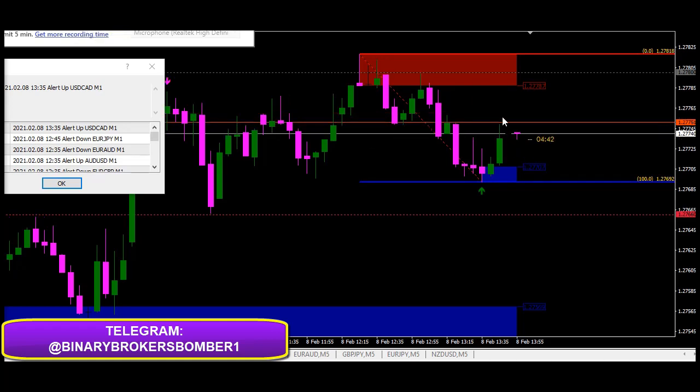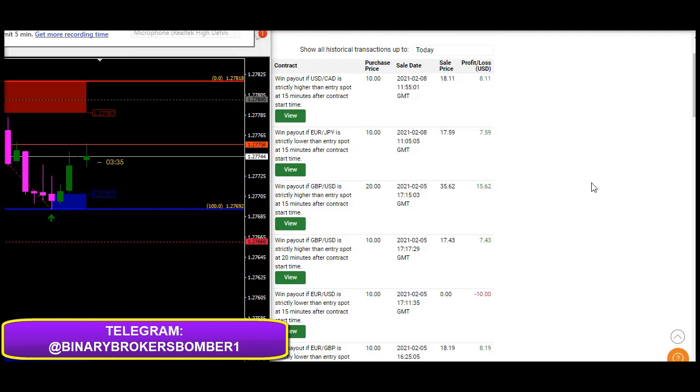Okay, the trade has ended. So let's take a look at the results. As I said earlier, the first trade I took this morning was Euro JPY. You can see the Euro JPY here. Then the one I just finished taking now, I told you it was USD CAD. That is USD CAD, and as you can see it here.